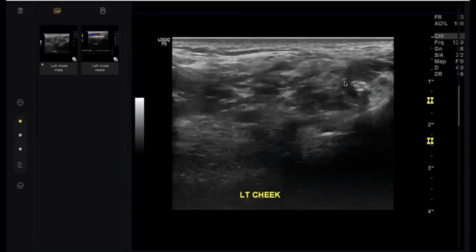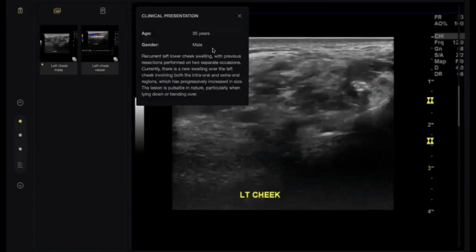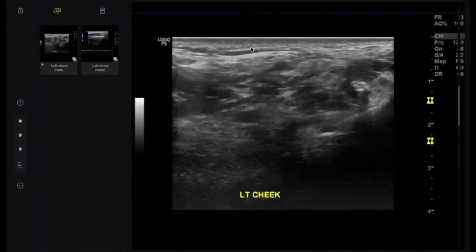Peace be upon you. And upon you peace. Doctor, this is a 35-year-old male patient with lower cheek swelling.